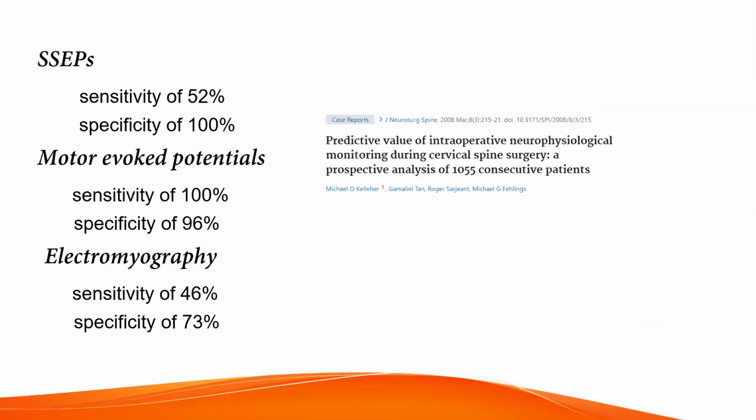The sensitivity of SSEP is around 52% and specificity is 100%, whereas MEP has a sensitivity of 100% and specificity of 96%. And EMG has a sensitivity of 46% and specificity of 73%.